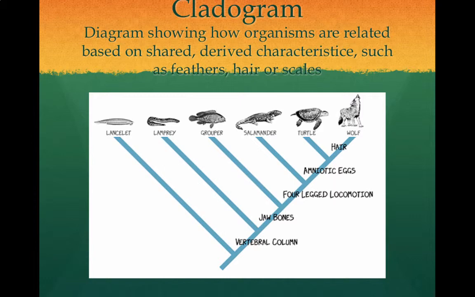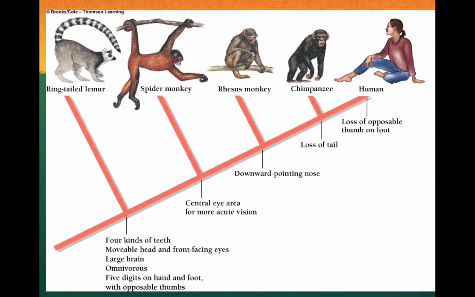Everything after amniotic eggs will have an amniotic egg. Everything after hair will have hair. But the things before do not include it. Like salamanders don't have hair. They don't lay amniotic eggs. But they do have four-legged locomotion and jaw bones in a vertebral column. You see how that works? The derived characteristics are things that those organisms have, but they don't have the things that come after it.